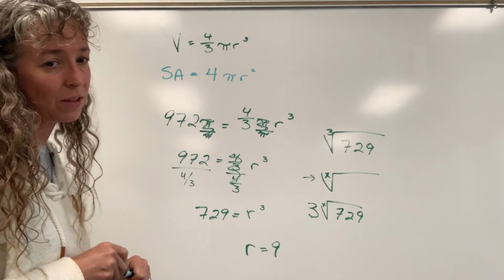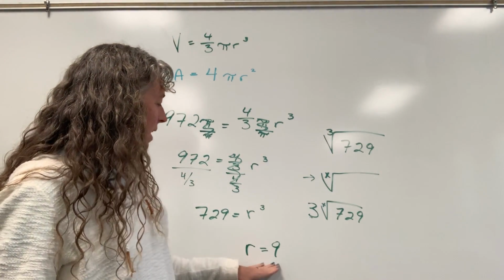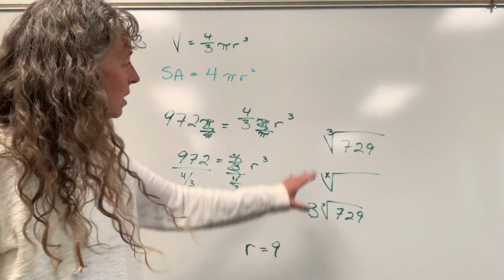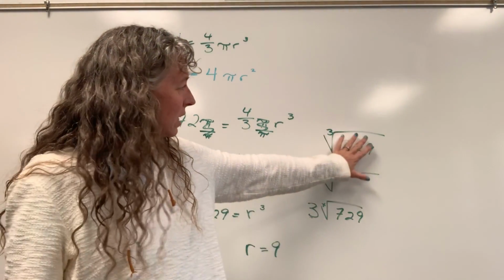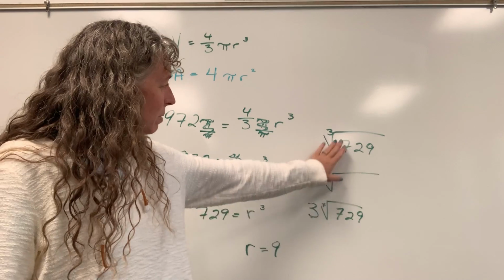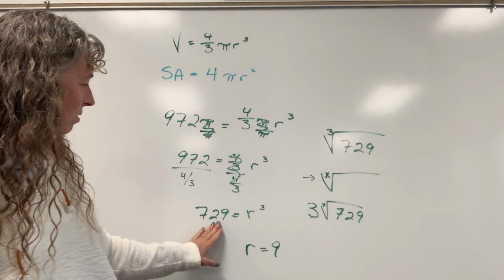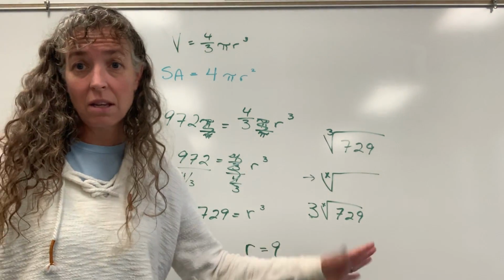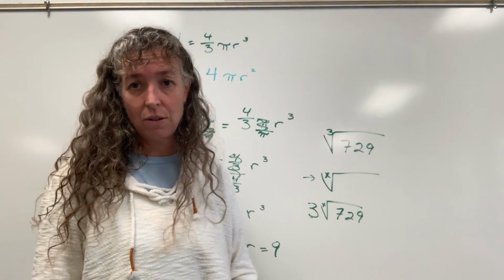No, they asked us for the diameter, right? So we're going to go ahead and double that and get 18. This is going to be important for you to make sure you know how to cube root something. So make sure you play around with your calculator and get that the cube root of 729 is 9. If you get stuck, call me and we can figure out how to do it, okay?